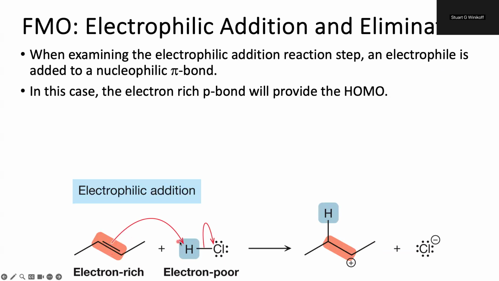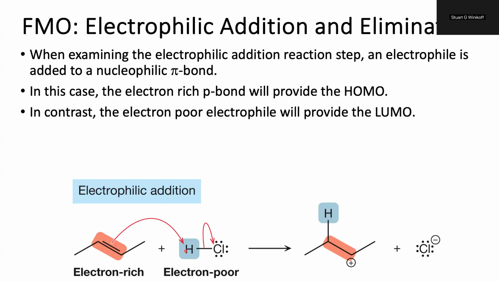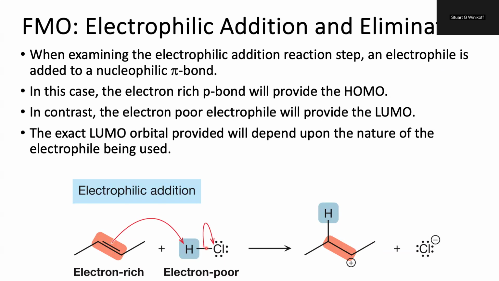That means that my lowest unoccupied molecular orbital is going to be on that electrophile, and it's going to be the one that provides the LUMO. Now, one of the things to note is we had many different electrophiles we can use in practice. And the exact LUMO that is provided, whether it's a sigma antibonding or a non-bonding, is going to be entirely dependent on what electrophile is being used. In this case, we're going to be looking at a proton electrophile.